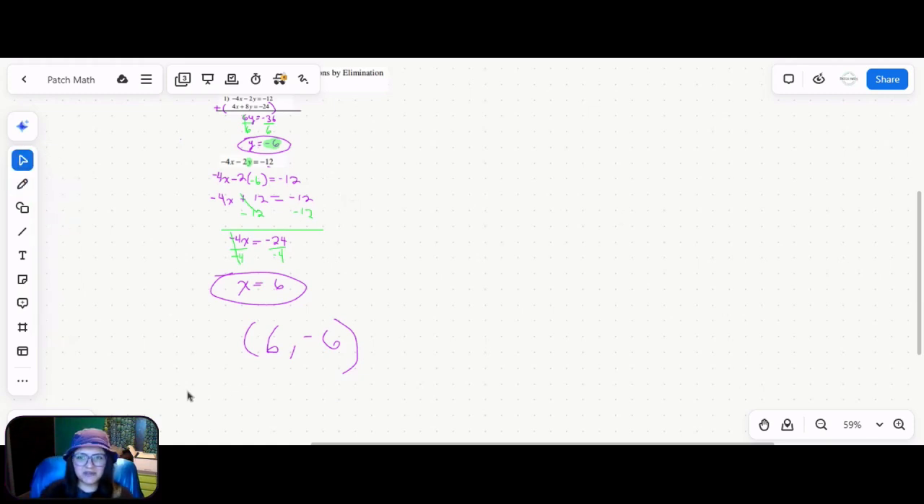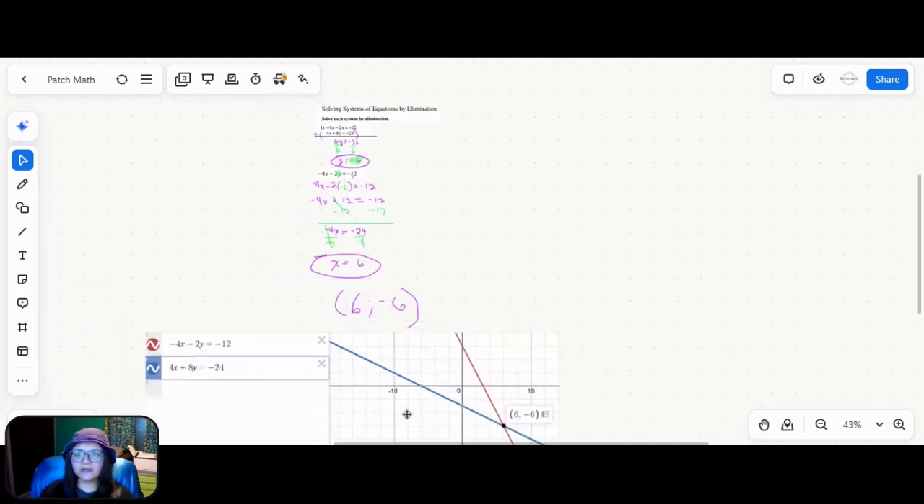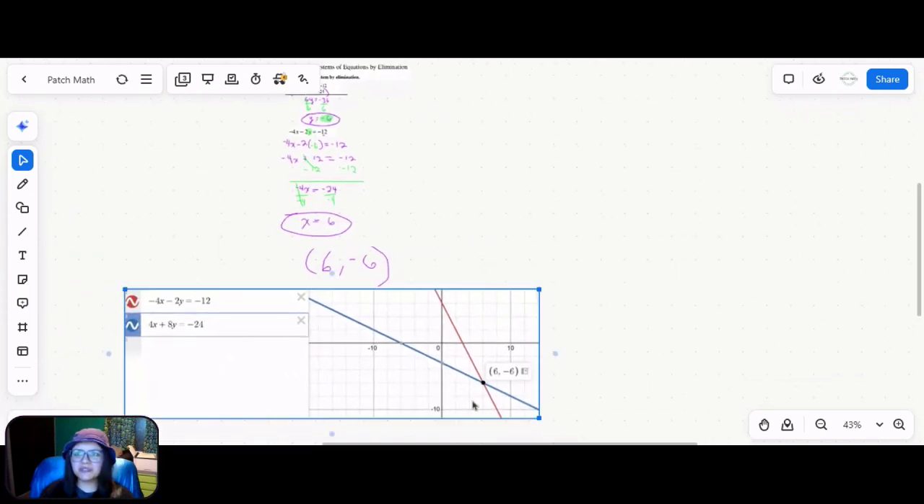And just so you have a visualization of what we just found, here is the graph from Desmos. You will see that the intersection of those two lines is 6, -6.